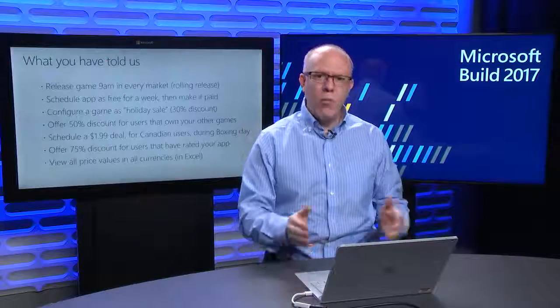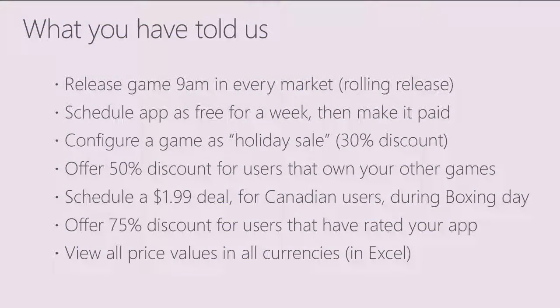And what we've heard from many of you is that you wanted to do things that weren't possible before. You wanted to, for example, release a game at a specific local date and local time across the world, let's say 9 a.m. in every market. Or you wanted to just schedule an app that was going to have a specific price for a certain amount of time and then change the price and schedule all of that so you knew it was going to happen at that precise date and time.